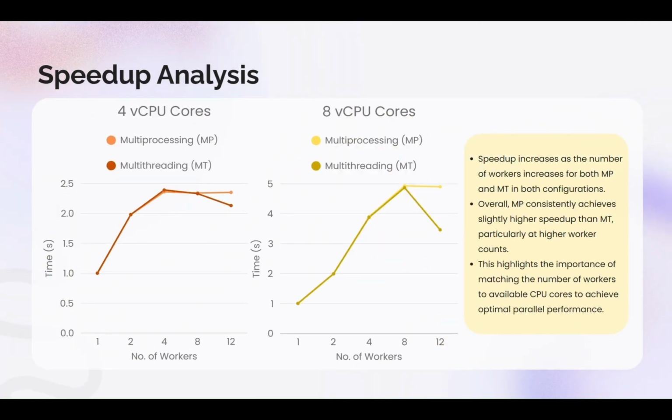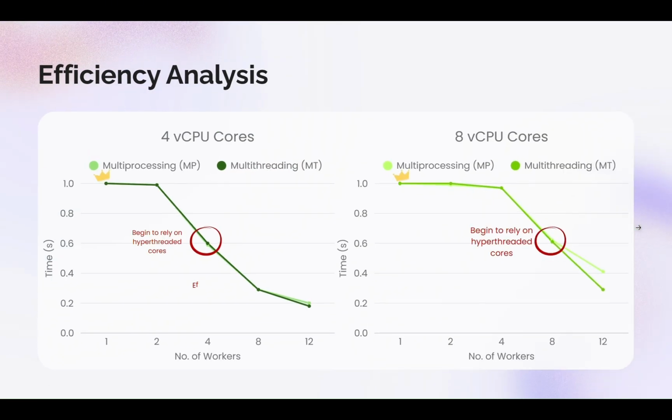From this analysis, we can see that speed-up increases as the number of workers increases for both scenarios. Overall, multiprocessing achieves slightly higher speed-up than multi-threading, especially at higher worker counts. These results highlight the importance of matching the number of workers to available CPU cores so that we can achieve optimal parallel performance. Next, we look at the efficiency analysis.